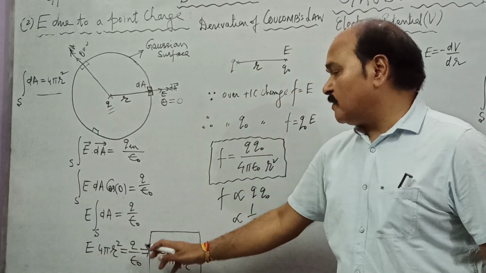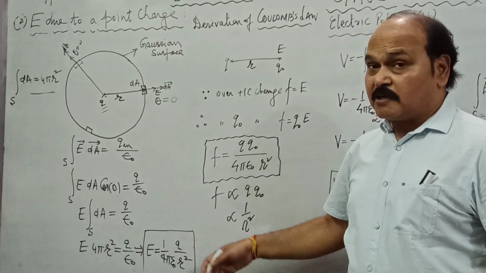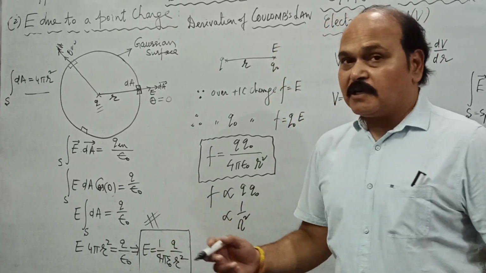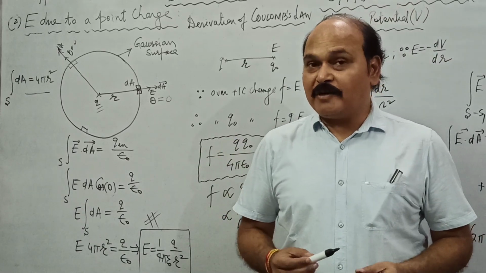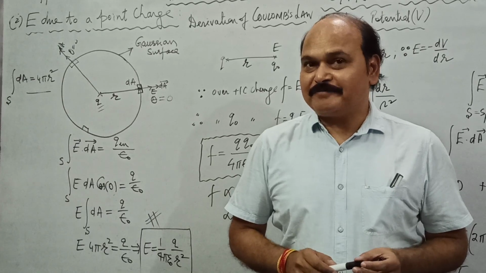E into 4 pi r square is Q upon epsilon naught. That means E is equal to Q upon 4 pi epsilon naught r square. This is the expression of electric field intensity due to point charge. We knew this expression already, but we have found out this expression using Gauss theorem today.